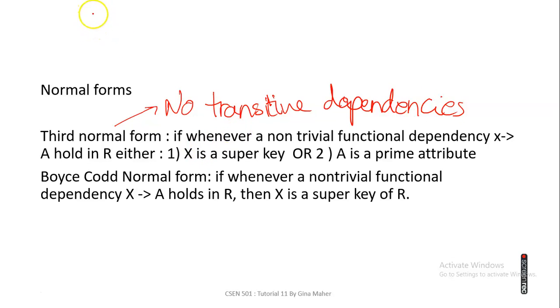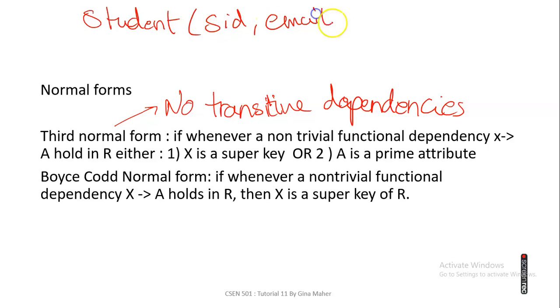Assume that we have a table student with student ID, email, grades, semester. And the primary key is the SID. Since the primary key is the SID, we can get the other attributes from this primary key, which means that SID implies all other attributes.